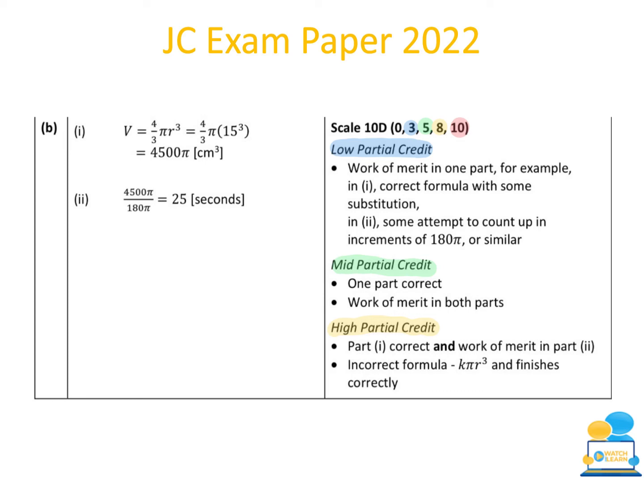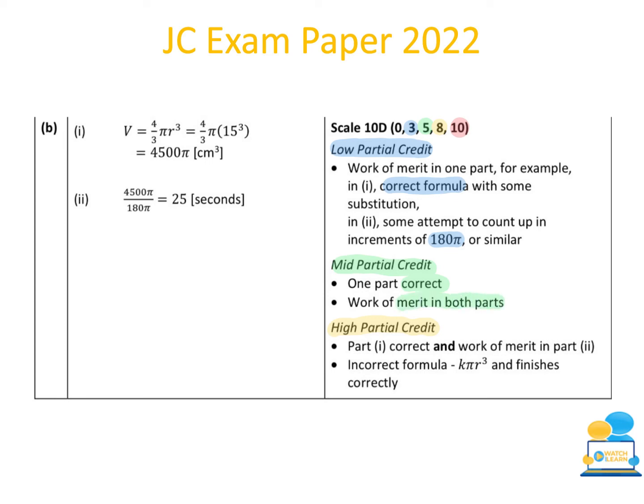So again, we can see low partial credit there just by inputting in the formula. Maybe you made some attempts to add up 180 pi until you got to 4,500, but you didn't fully get there. The mid partial credit, then maybe you got part 1 or part 2 correct, or you did a really good job on working in both parts, but you didn't fully get to the correct answer.